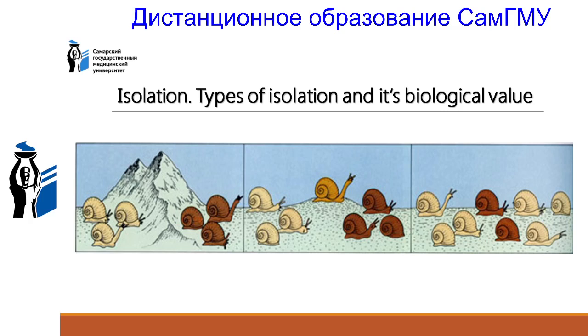For example, as a result of active shooting by humans, the area of the sable is torn into two parts, remote at a considerable distance from one another. Geographic isolation is essential in speciation.